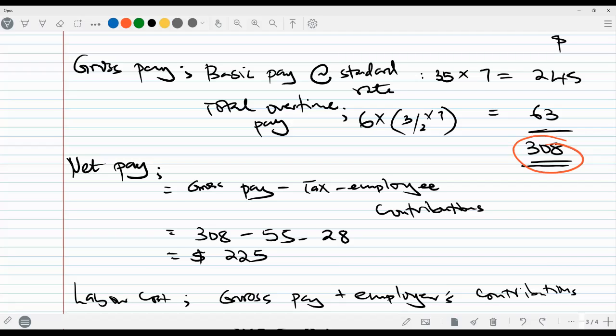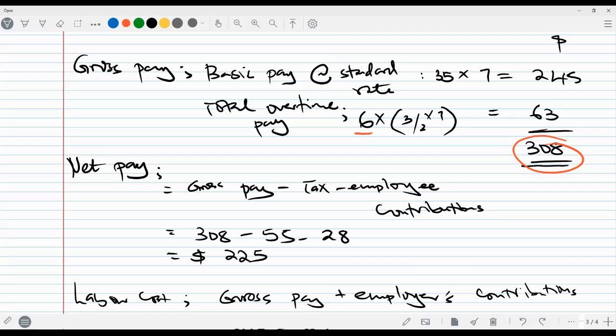Because how many hours is this employee meant to work in a week? 35. This employee is meant to work 35 hours. How many hours did the employee work that week? 41. What was the overtime, or the extra hours? 6 hours, isn't it?